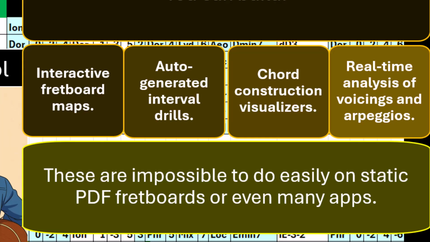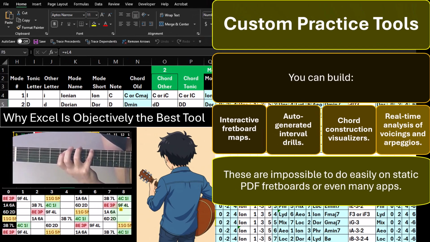So these are impossible to do easily on static PDF fretboards or even mini apps. A lot of people have pretty cool interactive PDFs. I've seen a lot of different things that people are doing that have been pretty creative. However, with all of the fancy stuff out there, people are trying to get attention with their cool new tool and how it's going to map out the fretboard and whatnot. I don't think any of them will get you there faster than Excel.